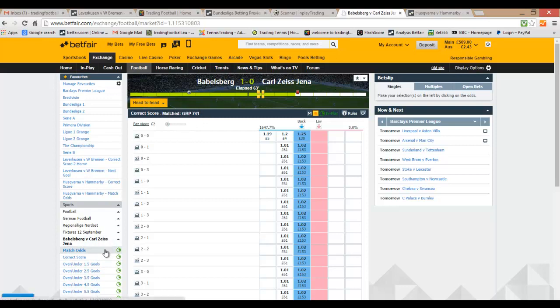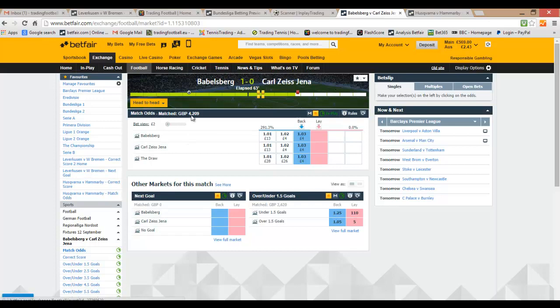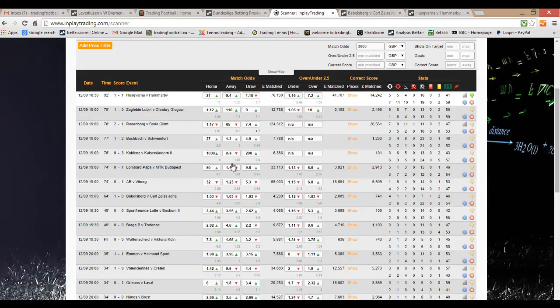There was a particular game I was looking at, Babelsberg against Carl Zeiss Jena, and the home side, who were leading 1-0, got a red card in about the 70th minute. So therefore I was thinking, great, I'm going to jump on laying the leading team.